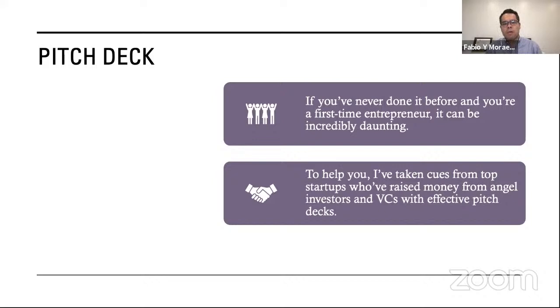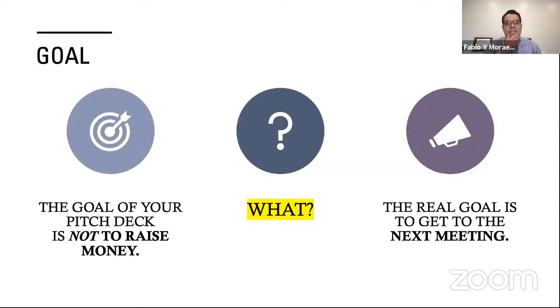I want to focus on helping you get the best presentation possible. So what is the goal when you are presenting a pitch deck? I think the majority of people think that the goal of a pitch deck is to raise money. It's not. The goal of a pitch deck is to get you to the next meeting. It's to get your investor's attention, to get some traction, so they invite you for a next meeting. They're going to open a door for you.